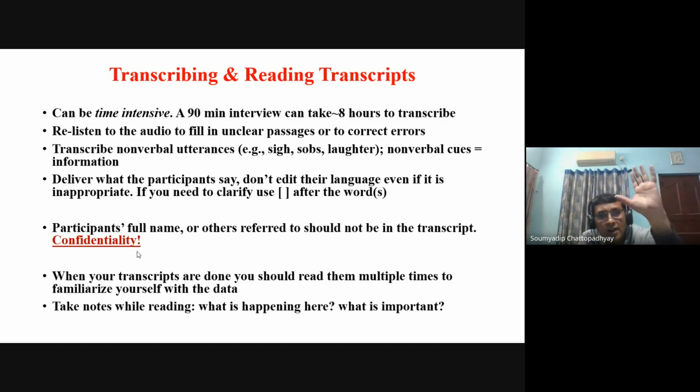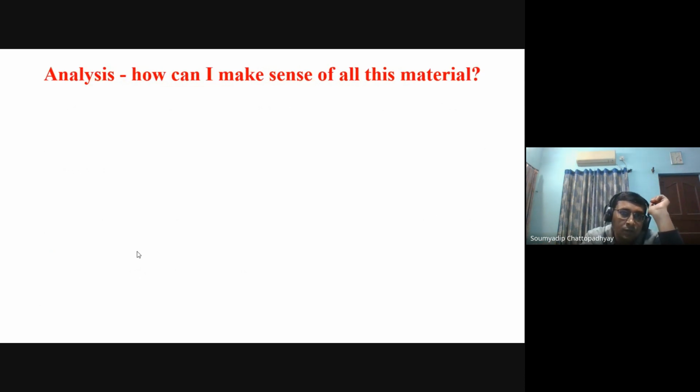So these are the very basic things. Generally, all of these are very well known facts, but this is the way we need to approach any kind of data processing and analysis of data. Now, after collecting all this data, let me come to another crucial part: how can I make sense of all the materials which I have collected so far?